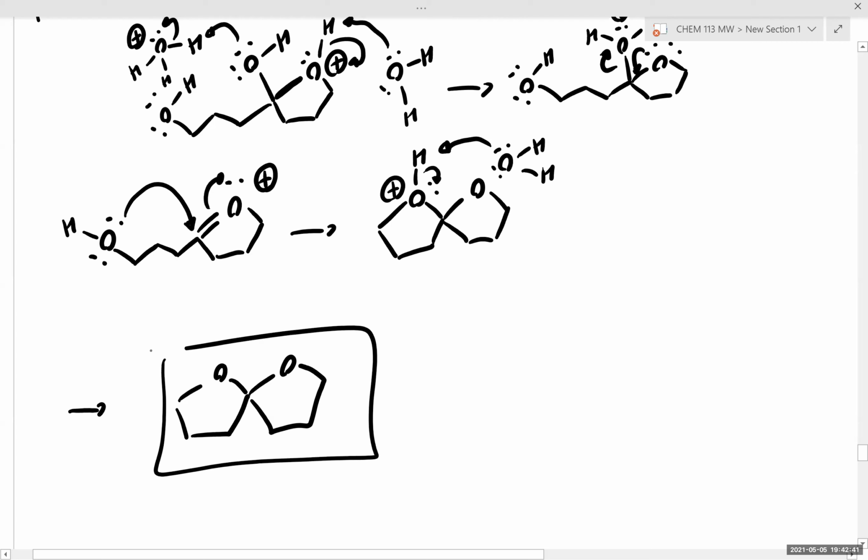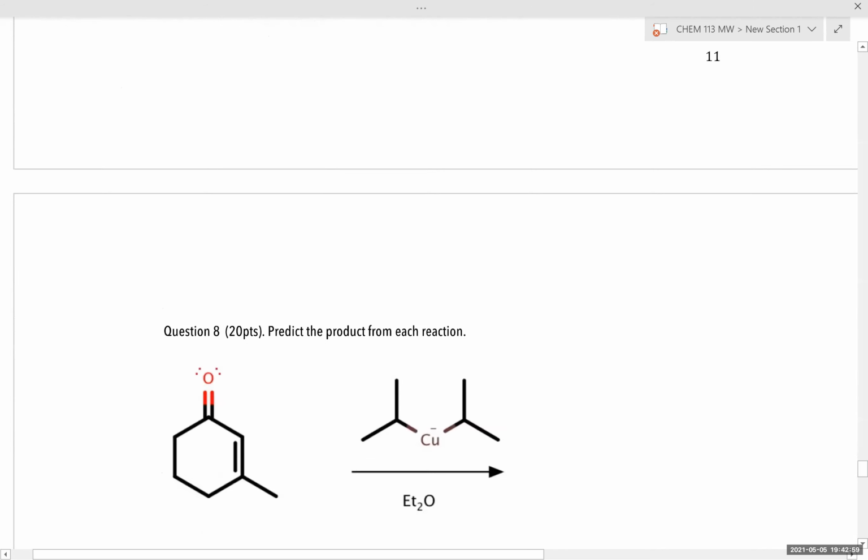Does this reaction make sense to everyone? And does this mechanism make sense? Okay, let's keep going now.